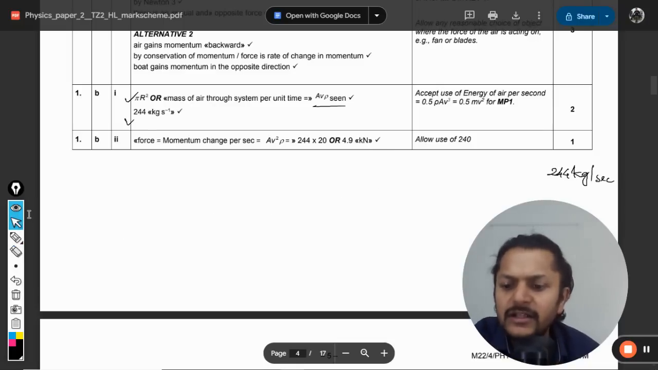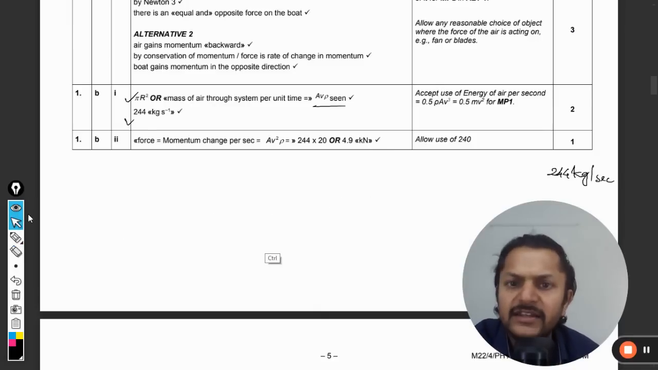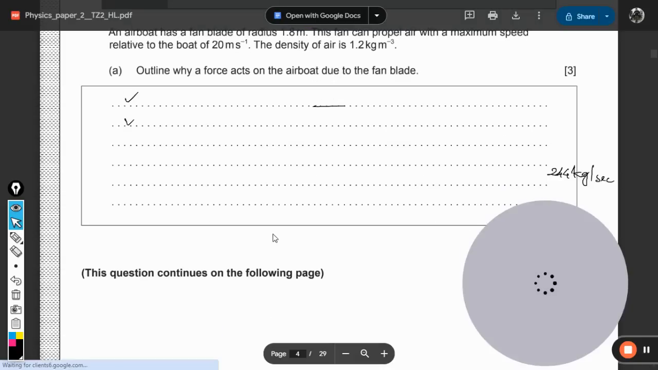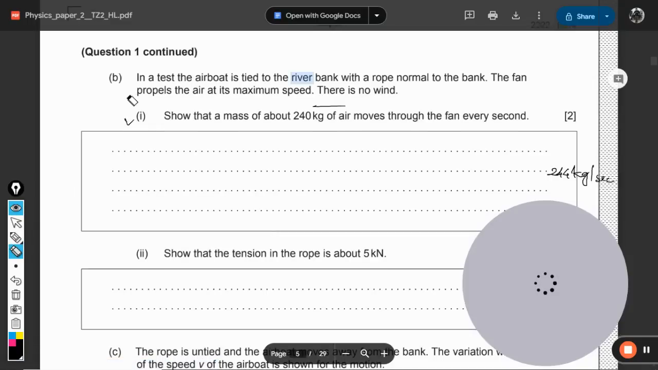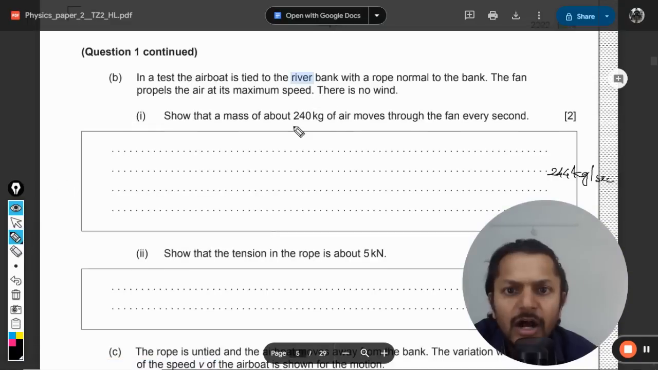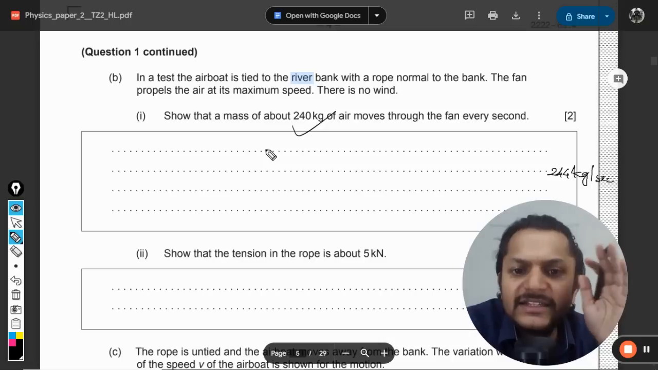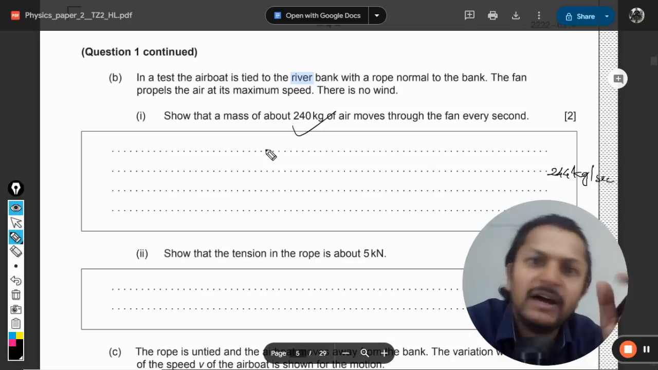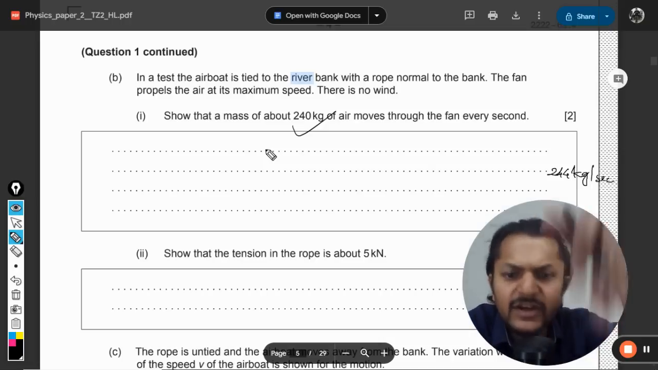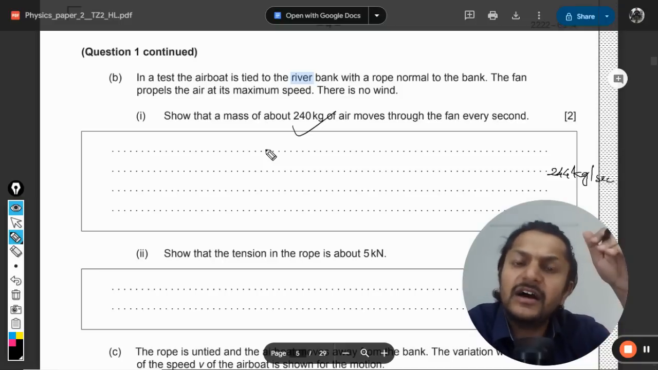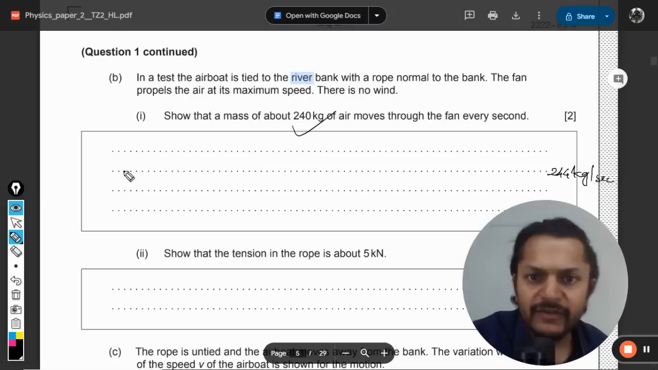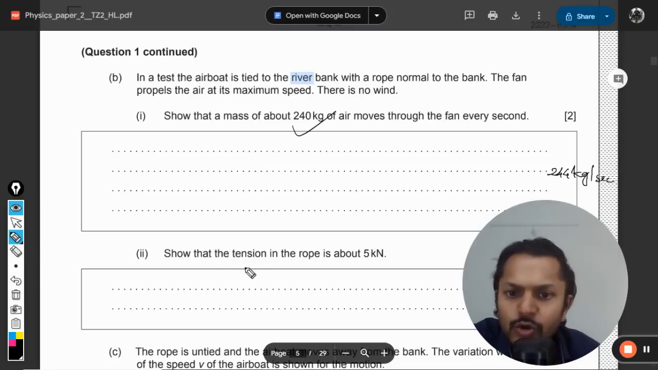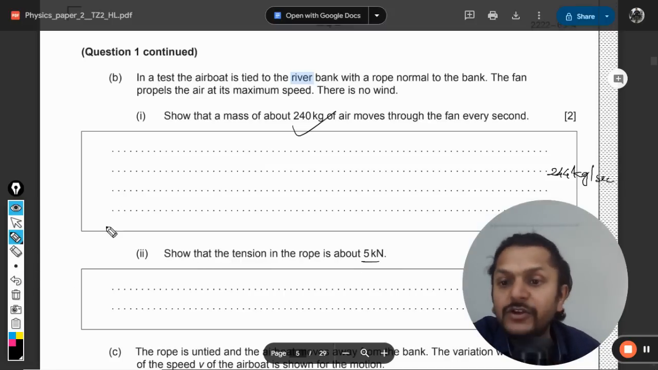And earlier they were saying that you have to prove that it is approximately 250 or something, 240, yes. Okay, so this is how we do it, and this is one of the formulas that you have to remember. I would be telling you the other formulas also. I believe they will be asking the other formulas also in the question. We will see. Okay, show that the tension in the rope is about 5 kilonewton now.